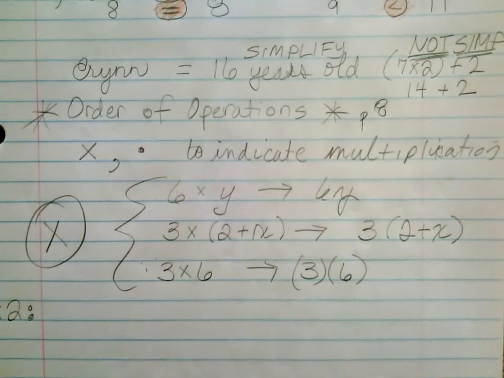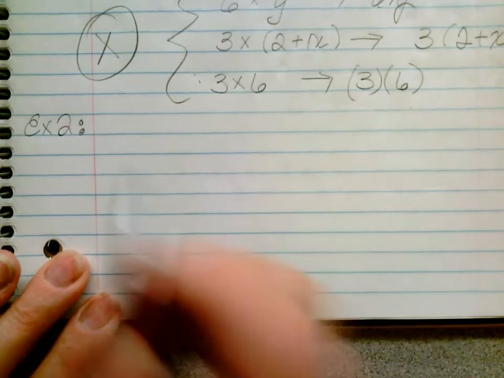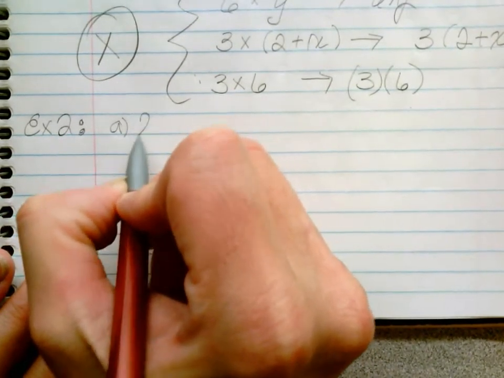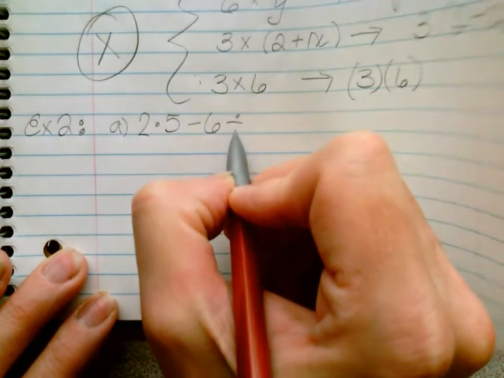We're going to go ahead and go through simplifying items A, B, and C. So I'm going to start with A. 2 times 5 minus 6 divided by 3.